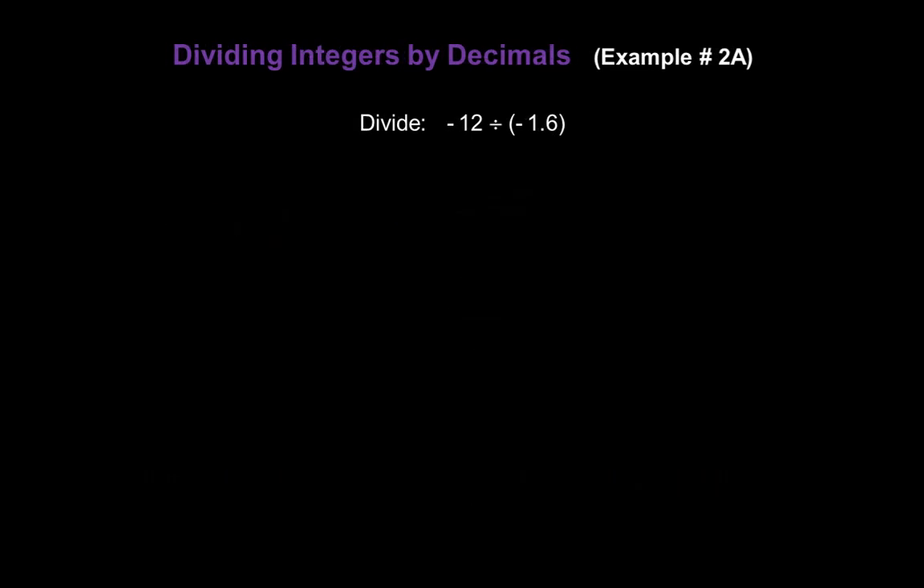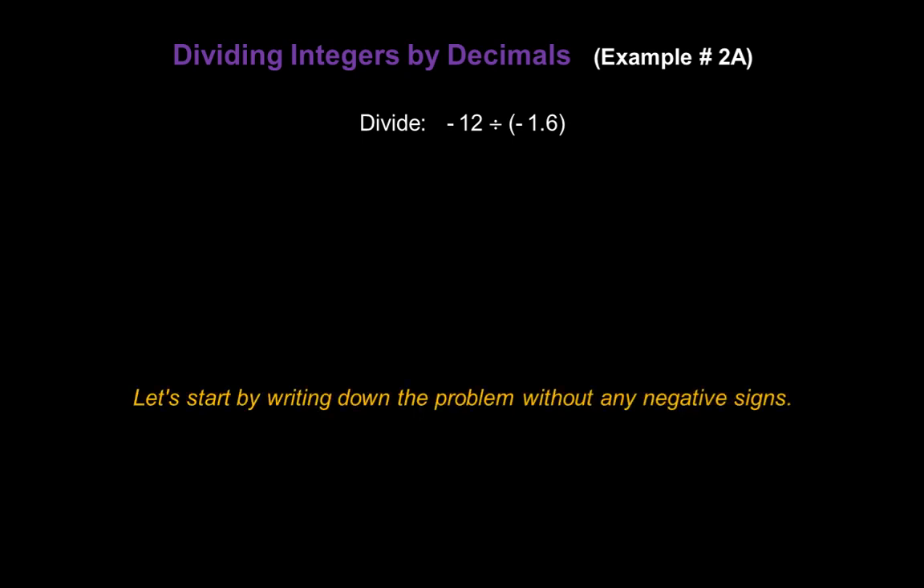Now let's divide an integer, negative 12, by a decimal, negative 1.6. Let's start by writing down the problem. Again, I'm not going to add the negative signs at this point. We'll figure out the sign on our answer at the end. So I'll write down 12 divided by 1.6.